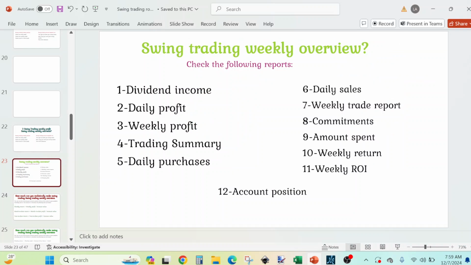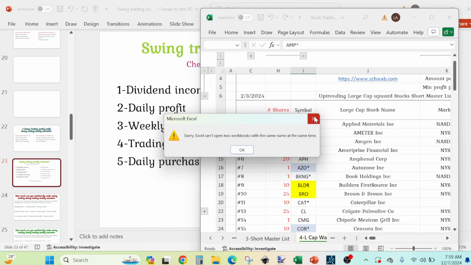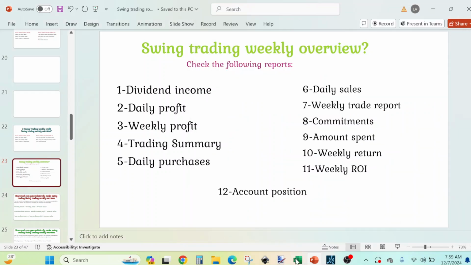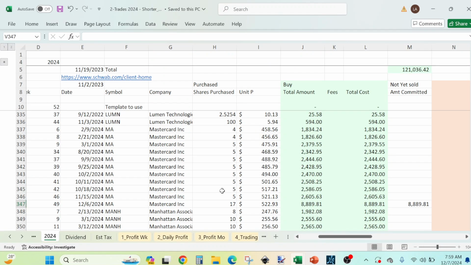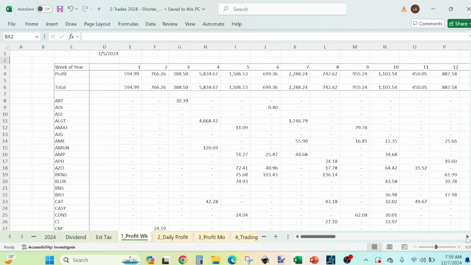So we'll go to our record keeping spreadsheets, and we look at the weekly profits. And we are on week 49. We should have our stocks on one side, and we are on week 49.